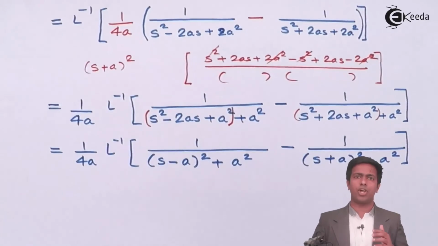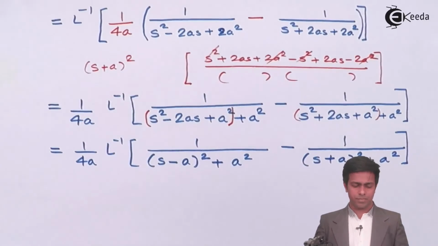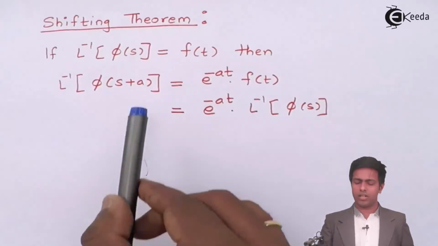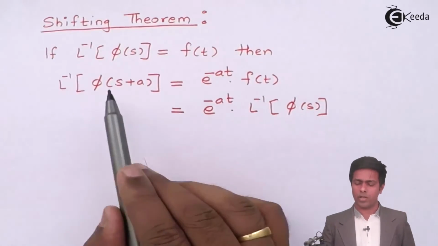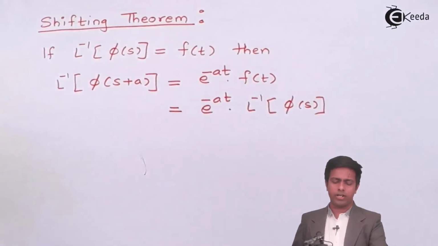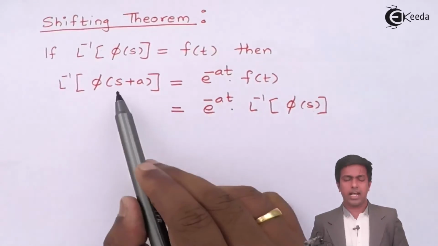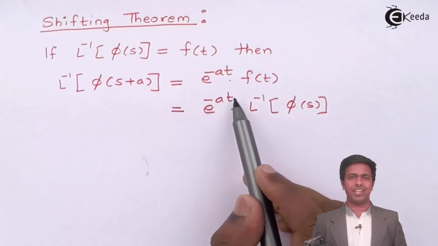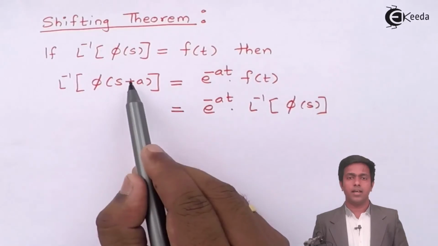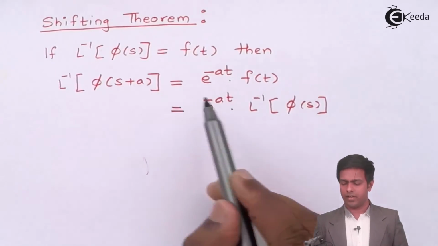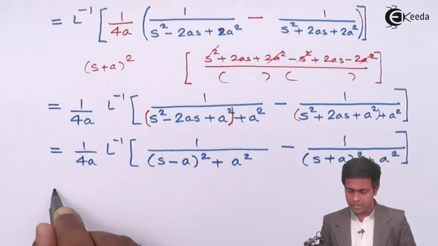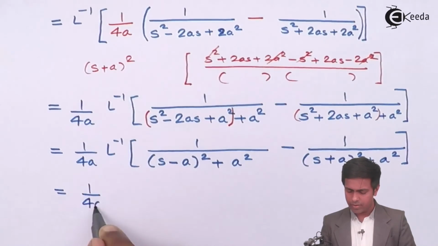So guys, here I am going to use the shifting theorem. Let me show you that according to the shifting theorem, we should have Laplace inverse of phi of s plus a, or a function of s minus a, and we got the same function. And guys, the answer of this is nothing but e to the power minus at into Laplace inverse of phi of s, where we get phi of s by replacing s plus a with s. So let's do that. So here that will become 1 upon 4a.